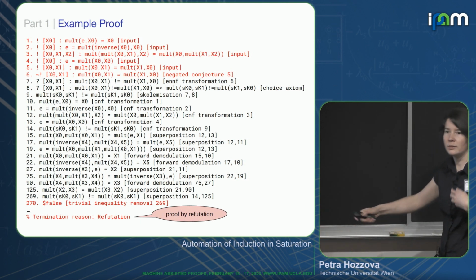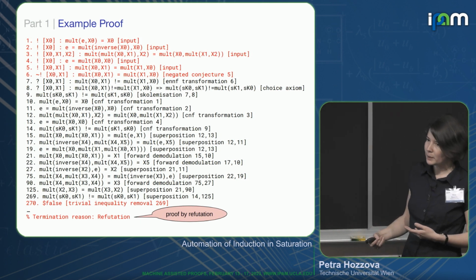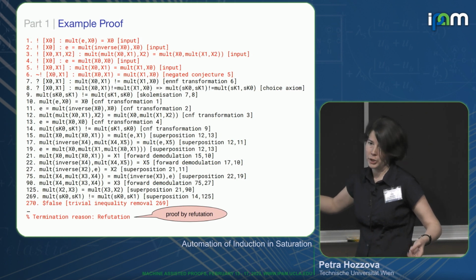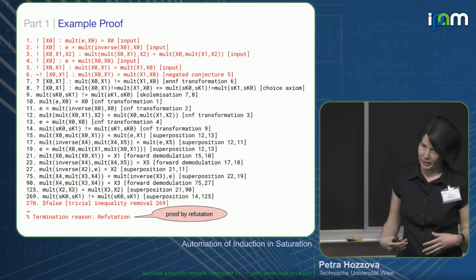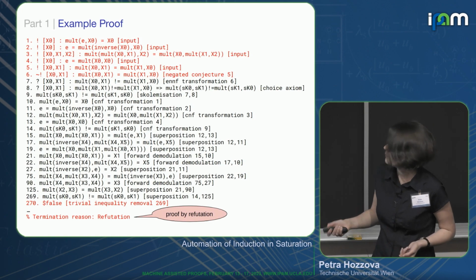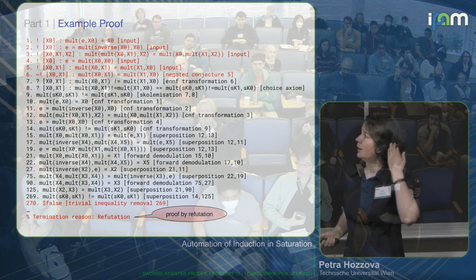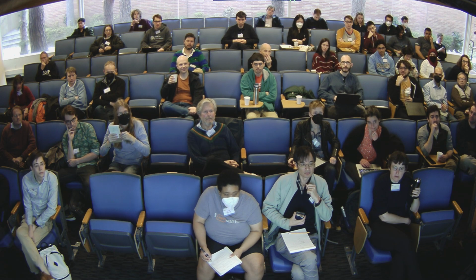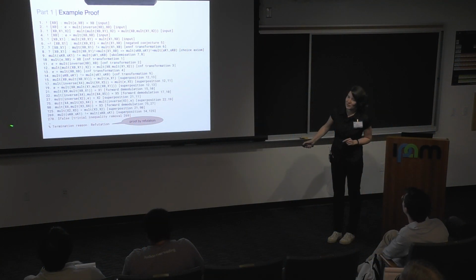So what we're doing in this saturation-based framework is that we take all our assumptions and the negated conjecture, and we're trying to derive a contradiction from that. And the proof successfully concludes if we manage to do that. I will get around to that as well. So you mean that we're starting with 1 and so on and ending at 270, right?